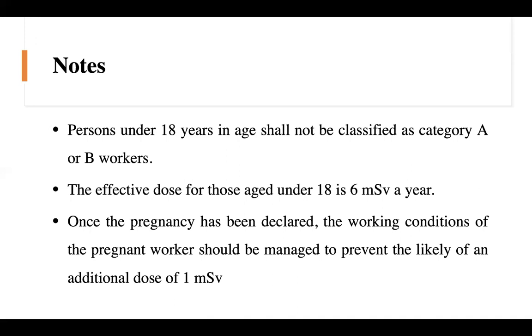A person under 18 years of age should not be classified as a category A or B worker. The effective dose for those aged under 18, we told you about this one, is 6 millisieverts. Once pregnancy has been declared, the working conditions of the pregnant worker should be managed to keep the dose as low as possible. It's similar to the public dose limit for women, but it's not to stop a pregnant worker from working.